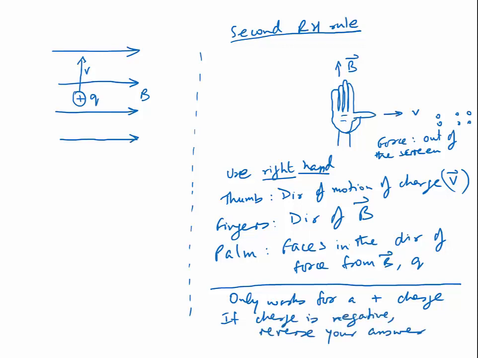So you still use the second right-hand rule in the way that we described here, thumb pointing in the direction of the motion of the charge, fingers pointing in the magnetic field direction, and then the palm will give you the direction of the force.